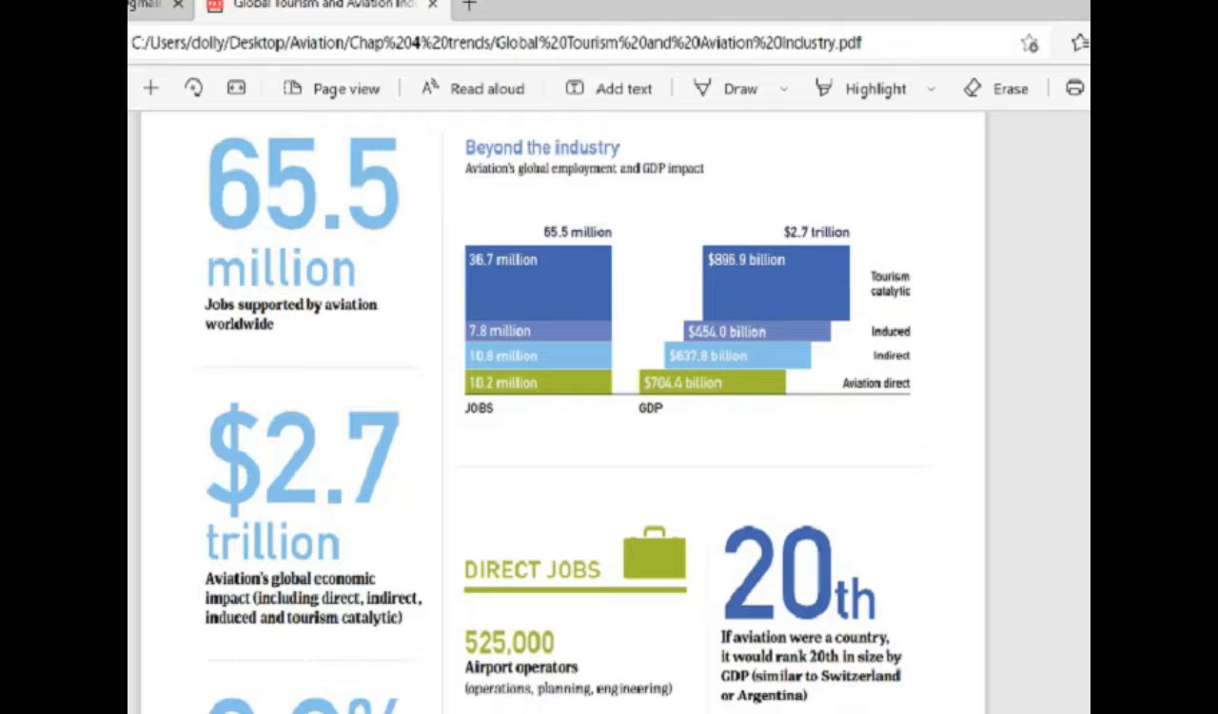When you come to the GDP, it is 704.4 billion. It has risen to 2.7 trillion right now. That's the tourism catalyst, which is actually implemented into the aviation industry. This is the jobs, around 65.5 million.